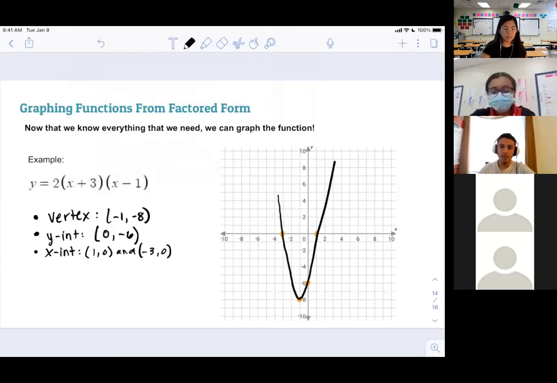Ooh, that was an ugly parabola. Oh, whoa. Let me try that again. That's a little bit better. Here we are.